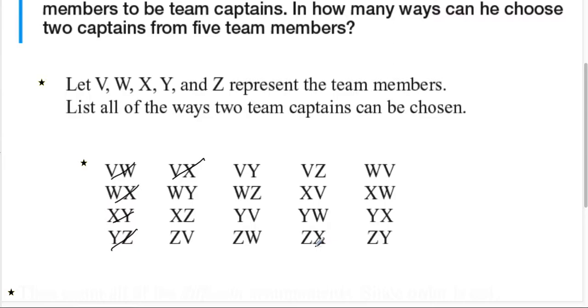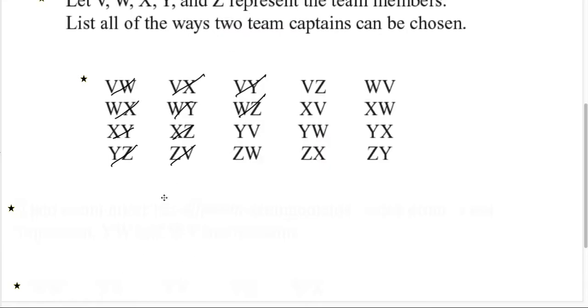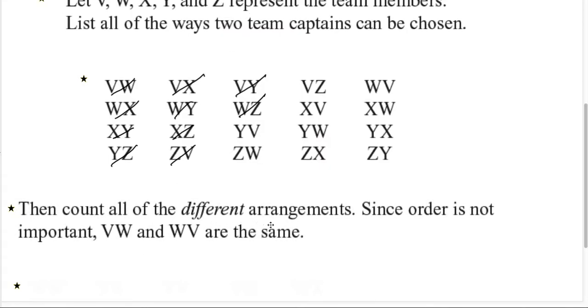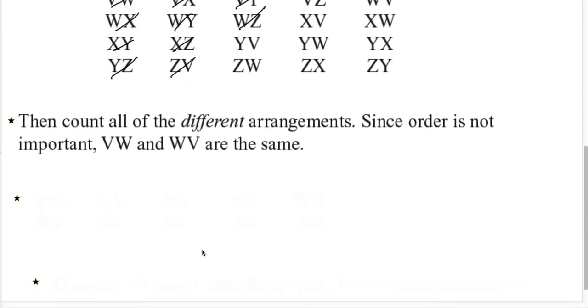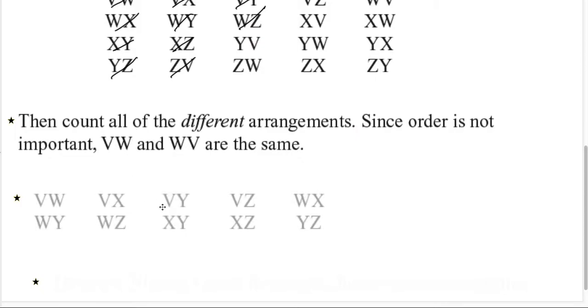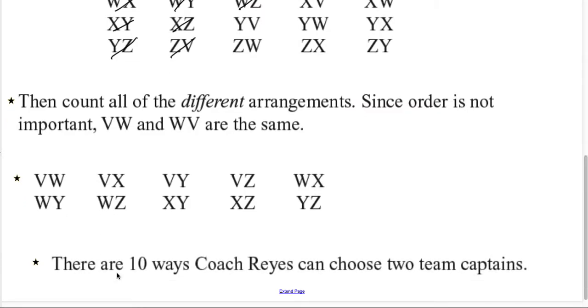VX is the same as XV. WY is the same as YW. XZ is the same as ZX, and ZV is the same as VZ. VY is the same as YV, and WZ is the same as ZW, since order is not important. If we take out the doubles, the duplicates, and count all of the different arrangements, we're left with the remaining pairs. Therefore, in this case, there are 10 ways Coach Reyes can choose 2 team captains. And that's our lesson.